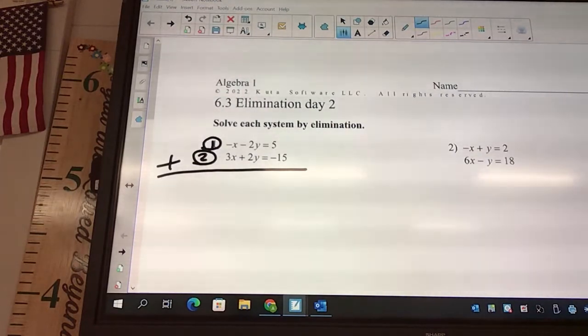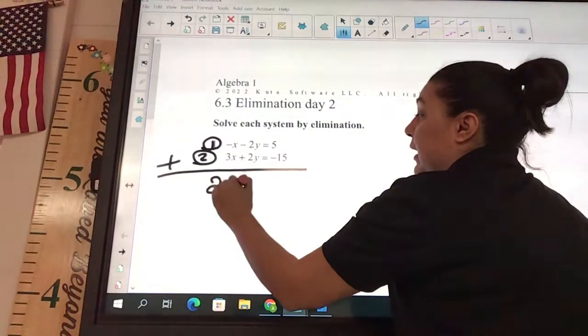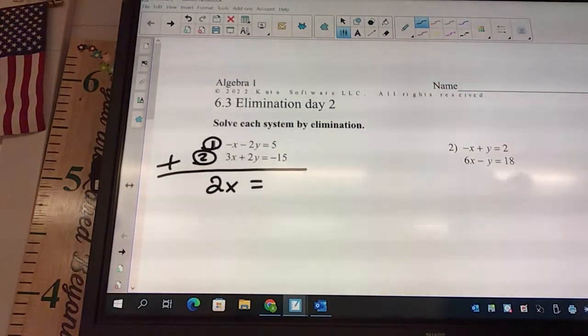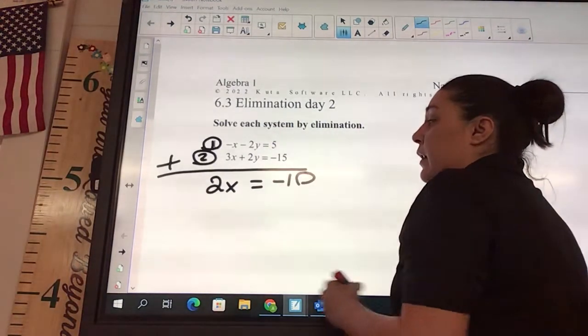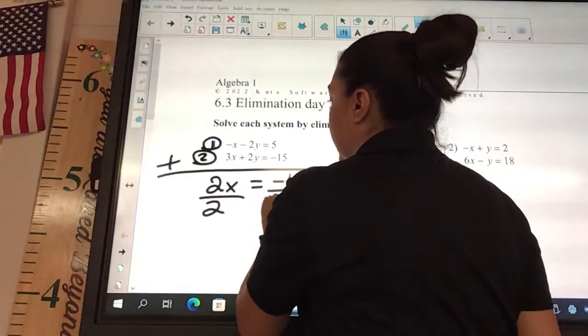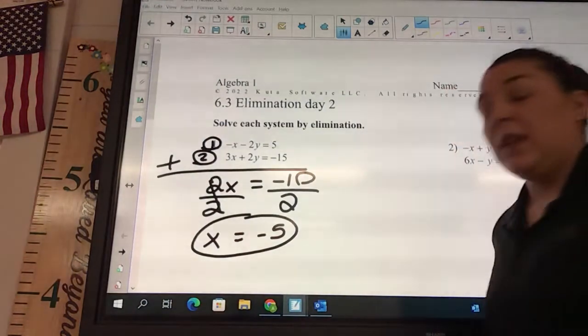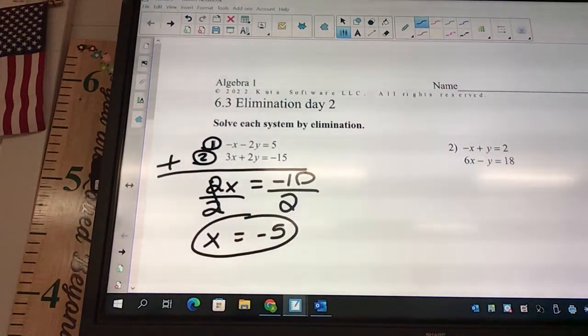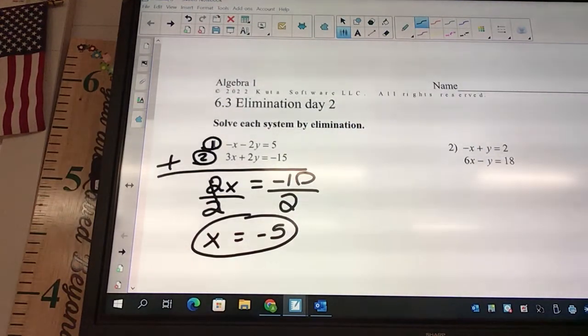So this first one is the same though. Negative 1x plus 3x is what? 2x. And then the y's cancel, and I got 5 plus negative 15, negative 10. Then we're going to divide by 2 on both sides. Some of you got a little mixed up yesterday because it's not always the x's or the y's that cancel. Sometimes it's the x's, sometimes it's the y's. And when you go to plug in, make sure you plug into the one that says x equals or y equals.